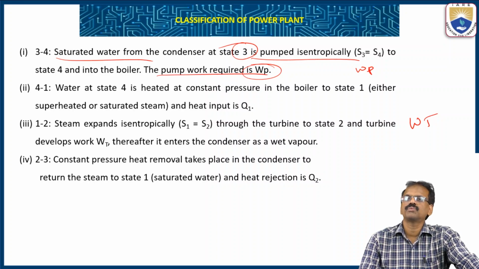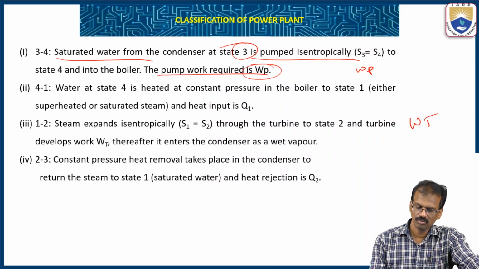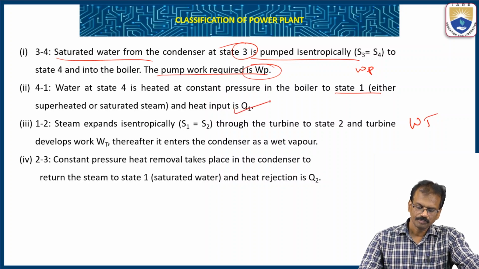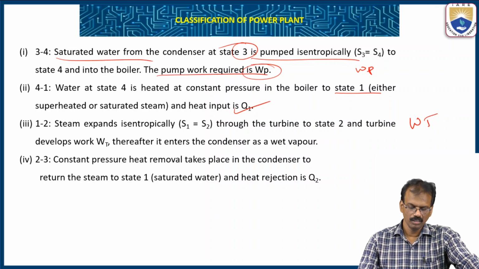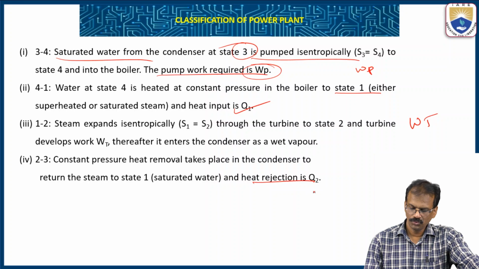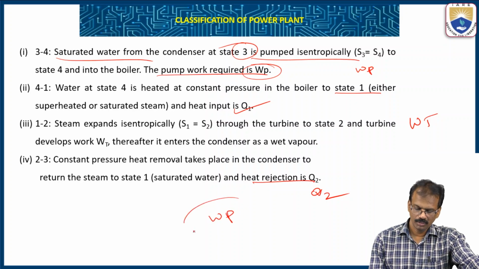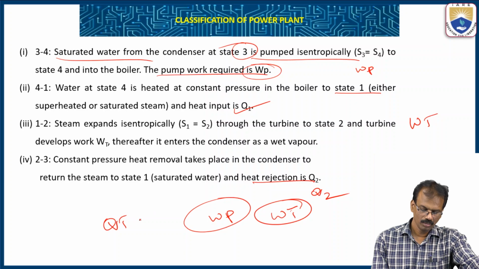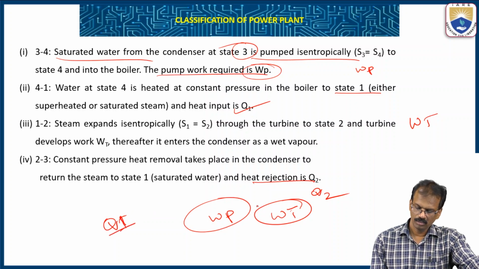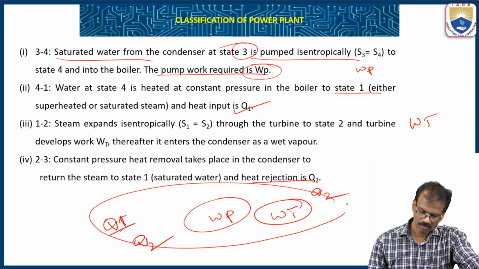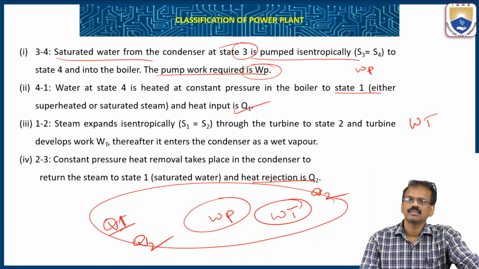water at state 4 is heated at constant pressure in the boiler to state 1. In the boiler the heat will be taken, and just like condensation, heat will be rejected. So this is the Q2, this one is the Q1, and WP is the work done by the pump and WT is the work done by the turbine. Q1 is the heat taken in boiling, and Q2 is the heat rejected by the help of condensation. These four parameters are very important, and these things were already discussed in the last class.